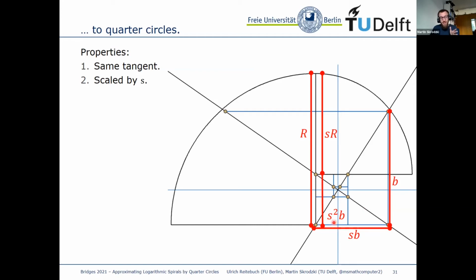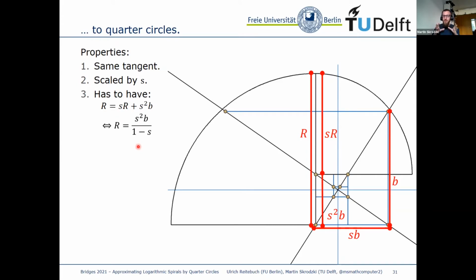Cool, this is really good because now what did we derive? We have a relation here. Now we can say something about the radius R and these scaled versions. We know that R has to be the same as SR plus S square B. We can actually derive a formula for R here, but in a sense that's unpleasant, right?